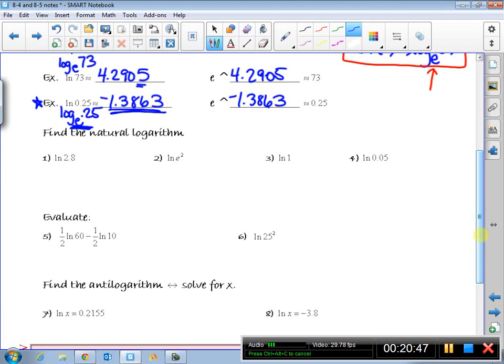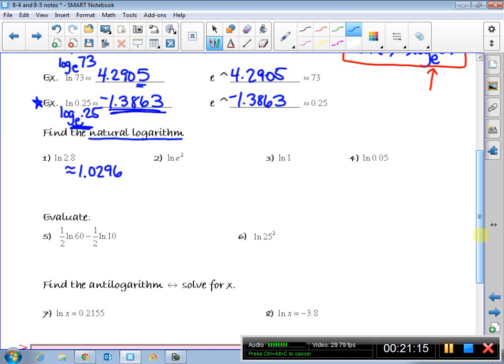All right, so let's do some of these. Right here, find the natural logarithm. So you know you're using base e, ln of 2.8. What have you got? 1.0296. ln of e squared. All right, that looks cool.